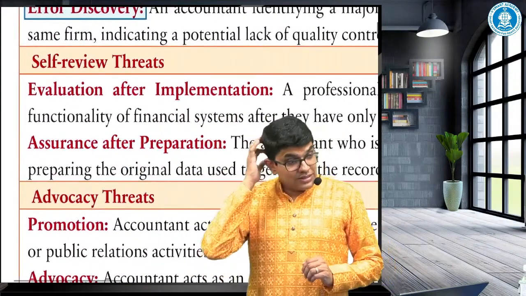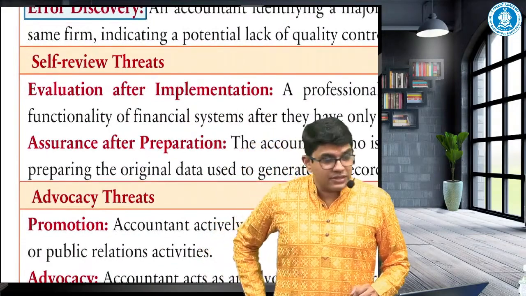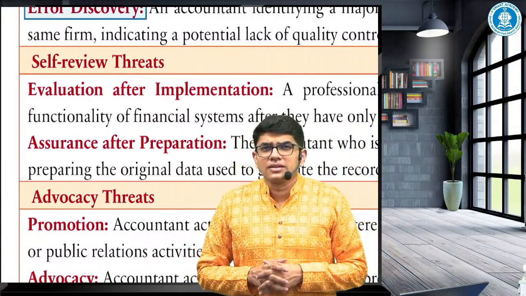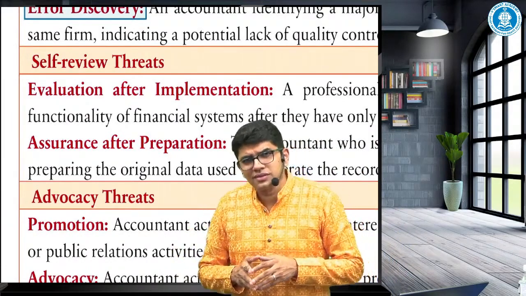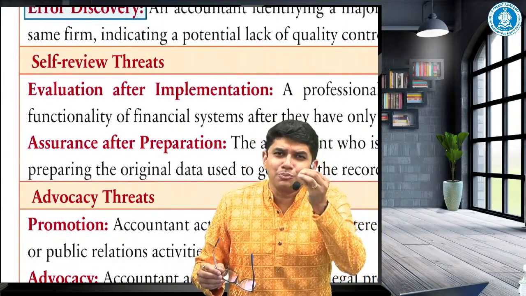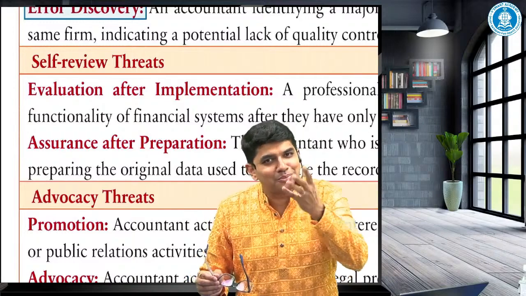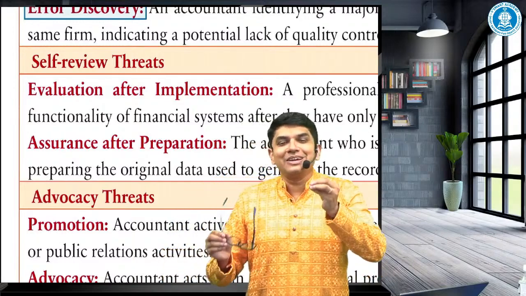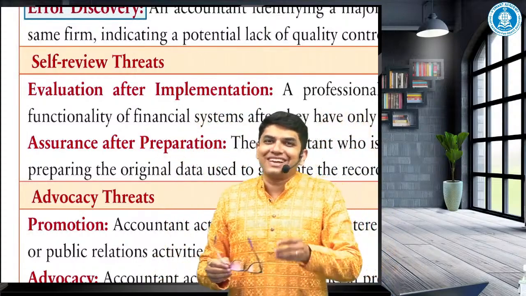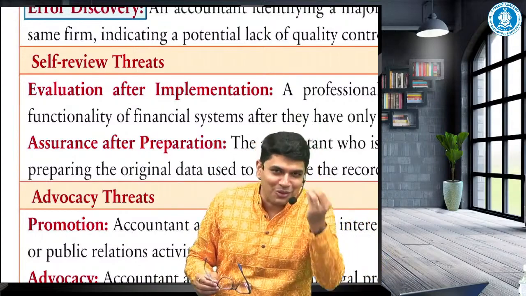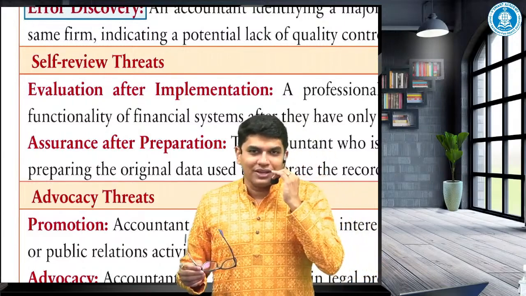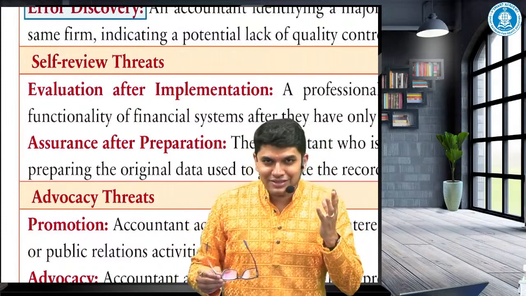Next is self-review threat. Now, what is this self-review threat? We know that. Very simple. Suppose, now chartered accountant, he only implemented a complete internal control system of the company. 2 years back, he implemented complete internal control system, accounting system. He only designed the vouchers. He only decided how entry will take place in primary books. He only decided how posting will take place in secondary books.